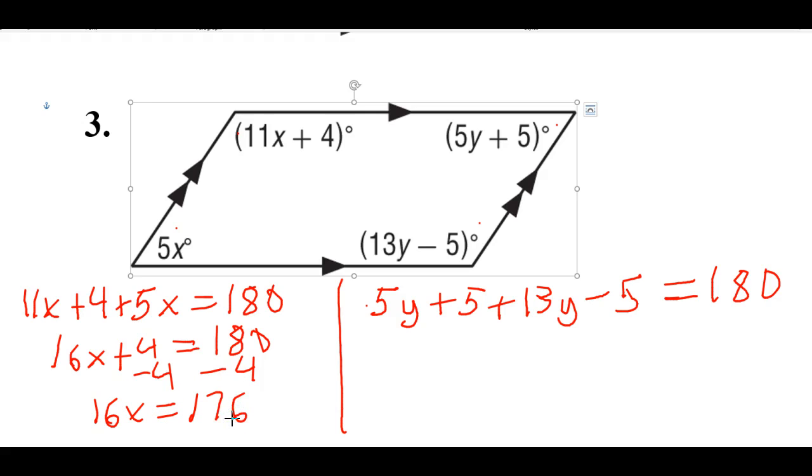So 16x equals 1. So x equals 11. Then in solving for y, we have the 5 and negative 5 will combine and go away. 5y and 13y is 18y, so we just get y equals 10 here.